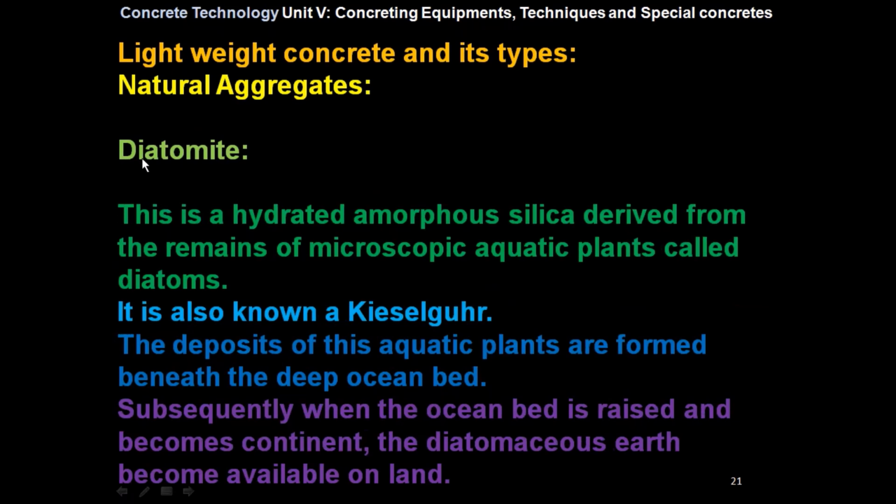Now we will see another natural aggregate, diatomite. This is the hydrated amorphous silica derived from the remains of microscopic aquatic plants called diatoms. It is also known as glacier. The deposits of these aquatic plants are formed beneath the deep ocean bed. Subsequently, when the ocean bed is raised and becomes continent, the diatomaceous earth becomes available on land.